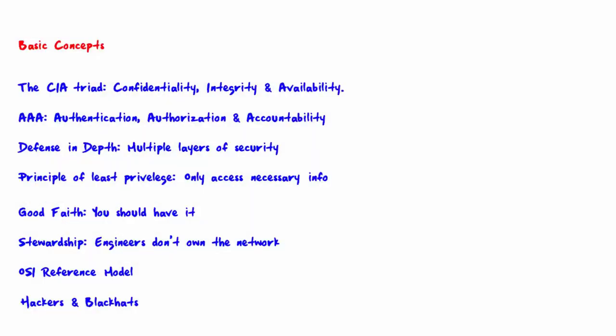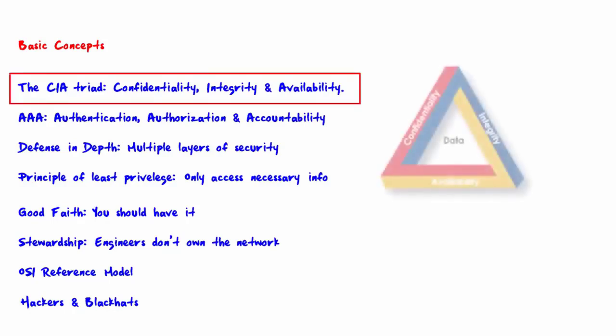Welcome to the video on basic concepts. Before we get to step 1, we need to understand a few basic concepts of network security. This will give you the necessary background to tackle the 12 steps. The first concept is the CIA triad. This is one of the most basic principles of information security. CIA stands for confidentiality, integrity, and availability.